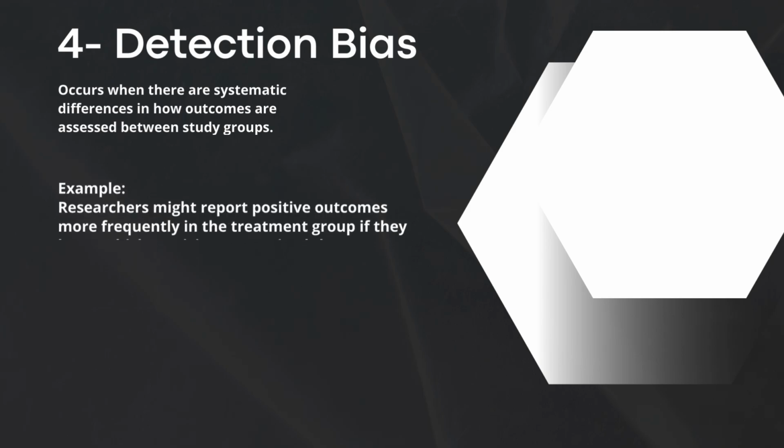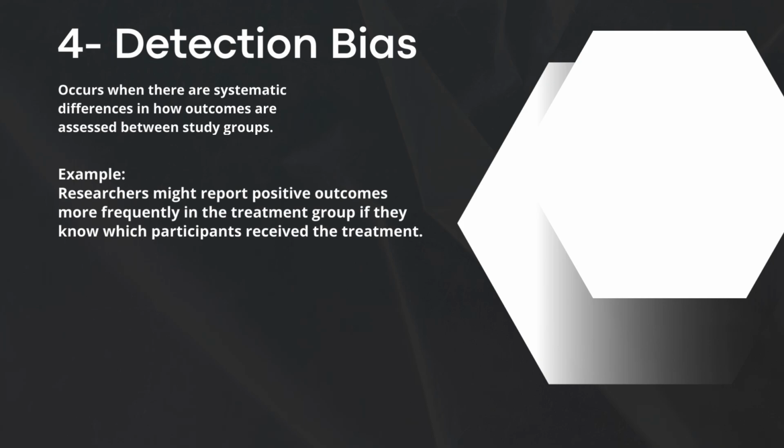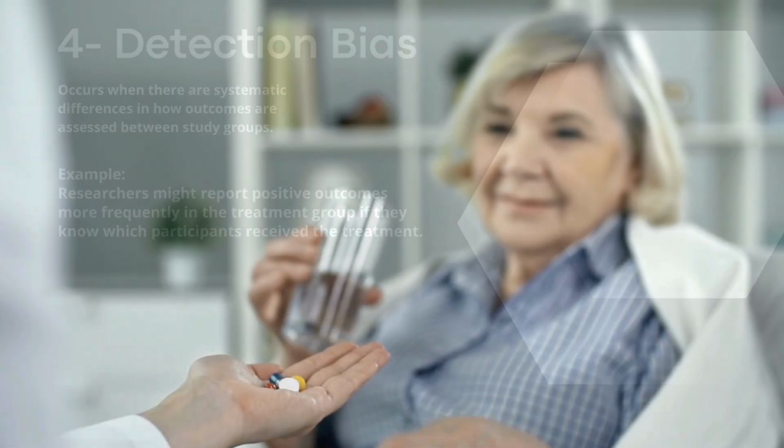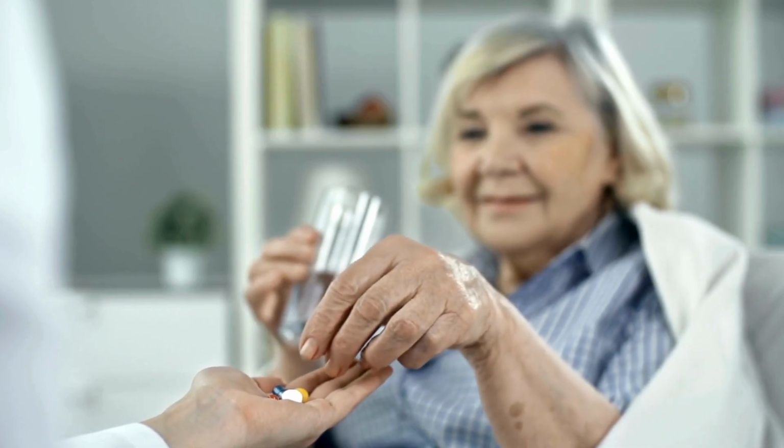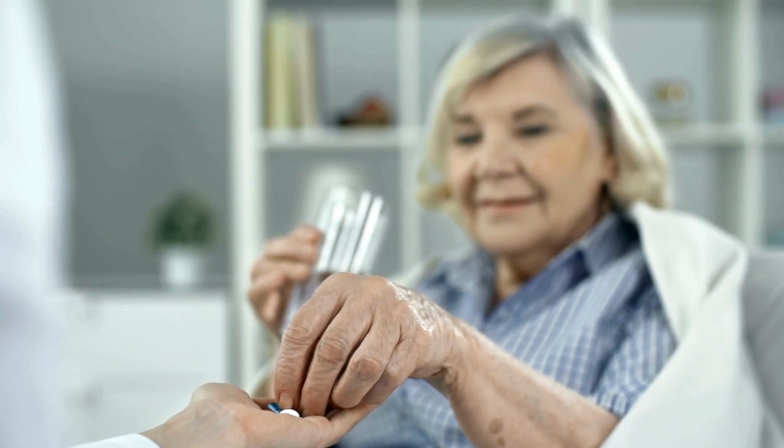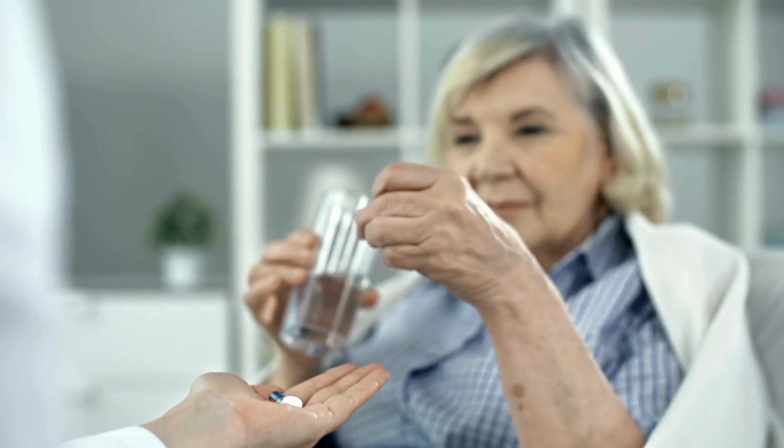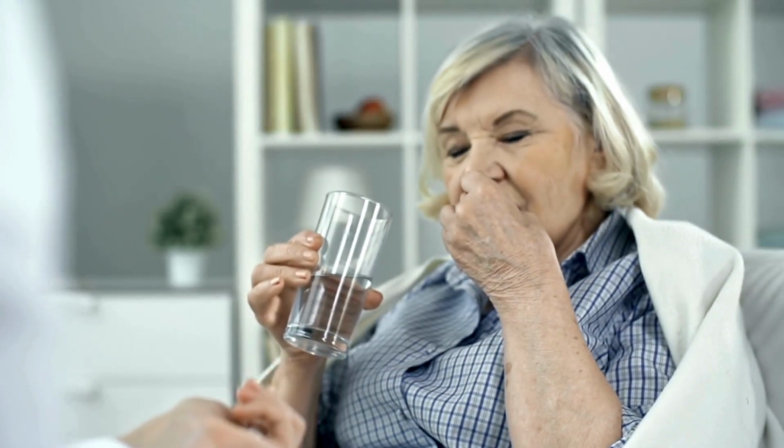Example for this, if researchers know which participants received the experimental treatment, they might be more inclined to report positive outcomes for those participants. And this is a very common instance that happens in clinical trials or in open label clinical trials.